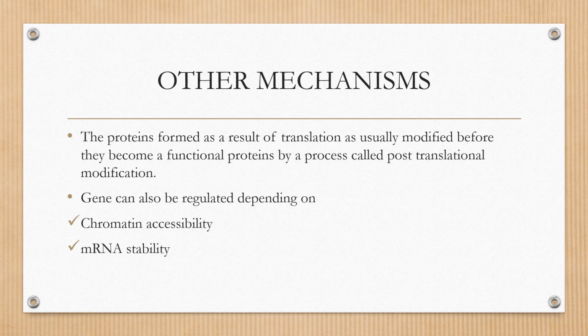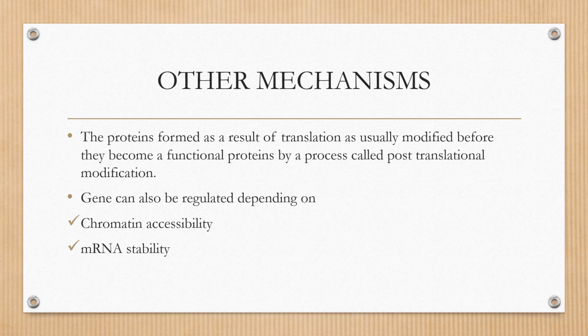The other mechanism involved is post-translational modification. Your protein which is formed at the end of translation need not always be a functional protein, because there are certain instances where these proteins undergo modifications like cutting and so on so that they become functional. So depending on the protein, there are different steps involved in post-translational modification. So your gene can be regulated even at the post-translational modification stage.